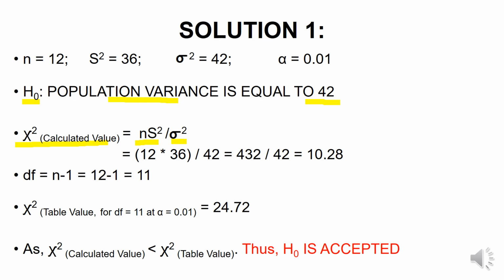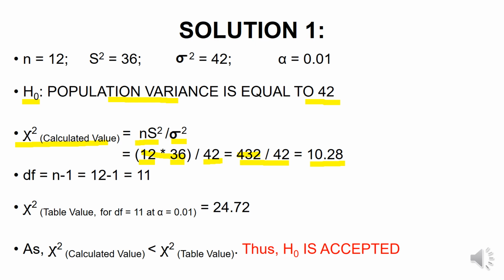So what we'll do now, students, we'll substitute the values as given in the numerical. The value for n is 12, so we substituted it here. The value for the sample variance is 36, so we substituted it in the numerator part, and in the denominator we substituted the value for population variance equivalent to 42. When 12 is multiplied by 36, it leads to a value equivalent to 432, and when 432 is divided by 42, it results in a value equivalent to 10.28.